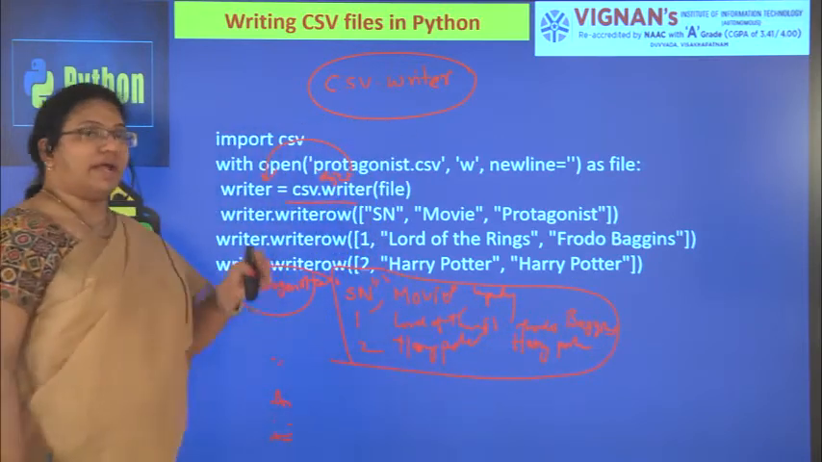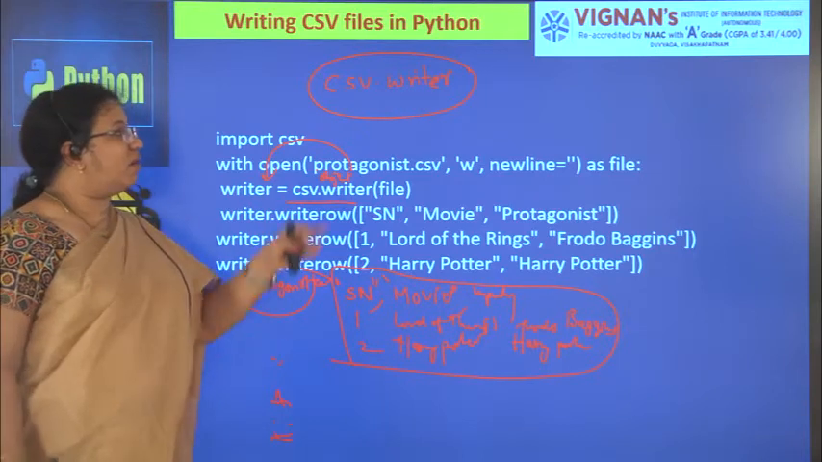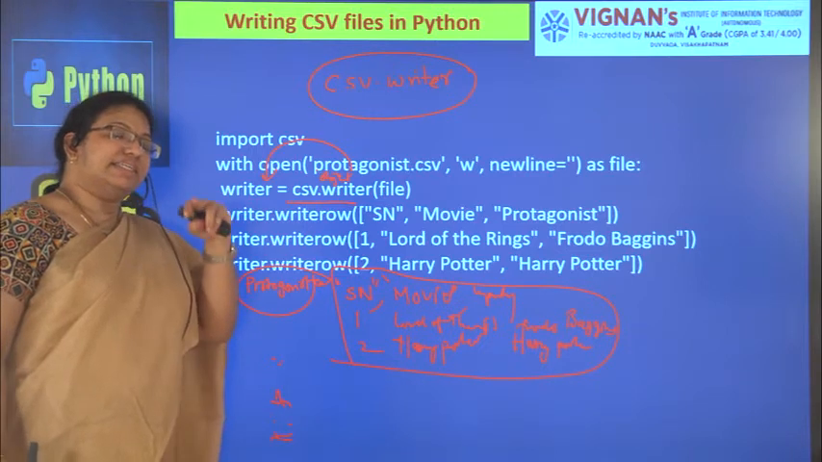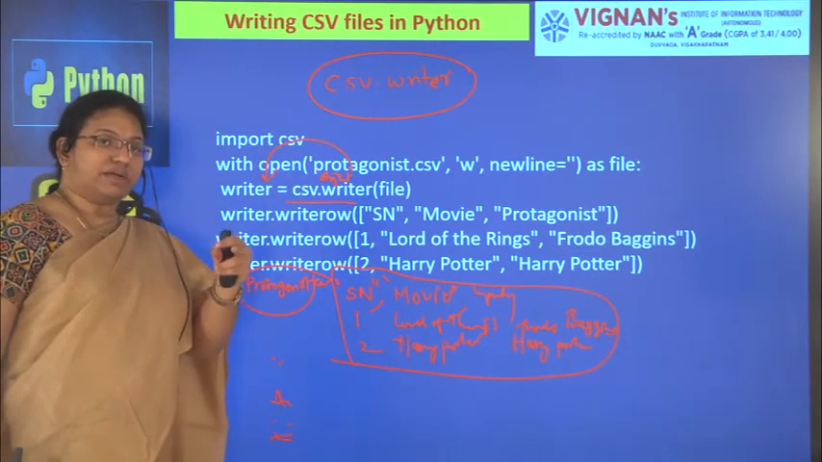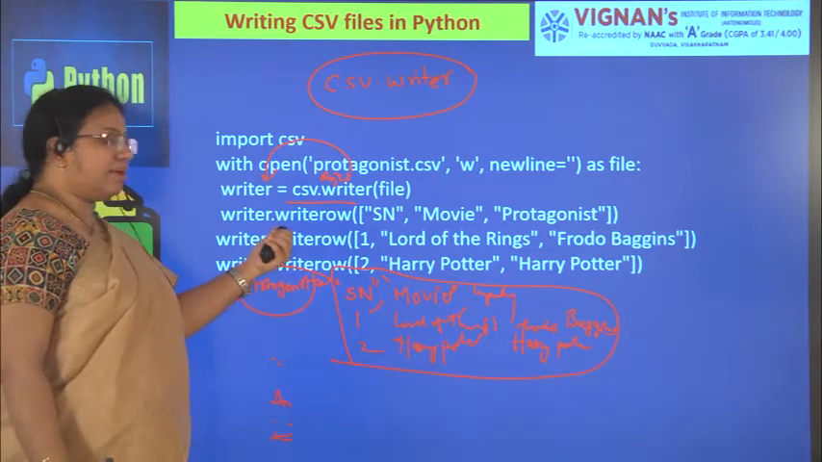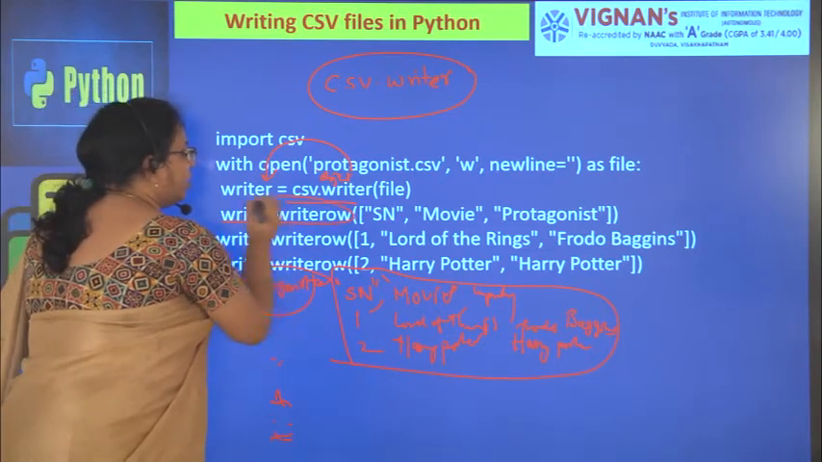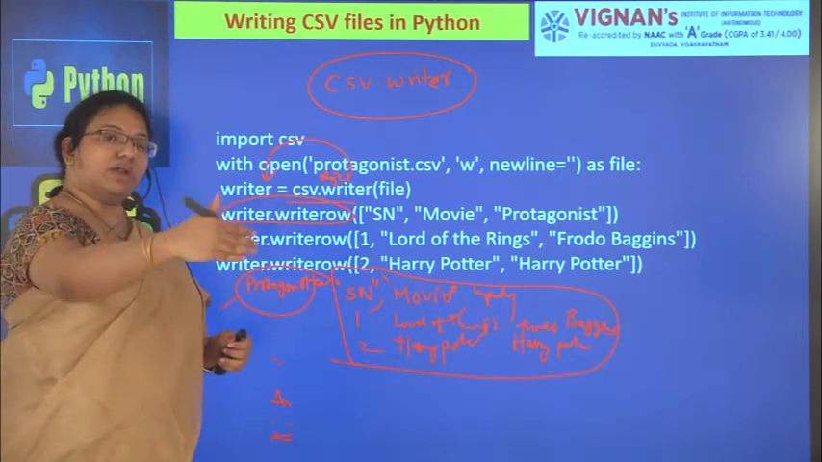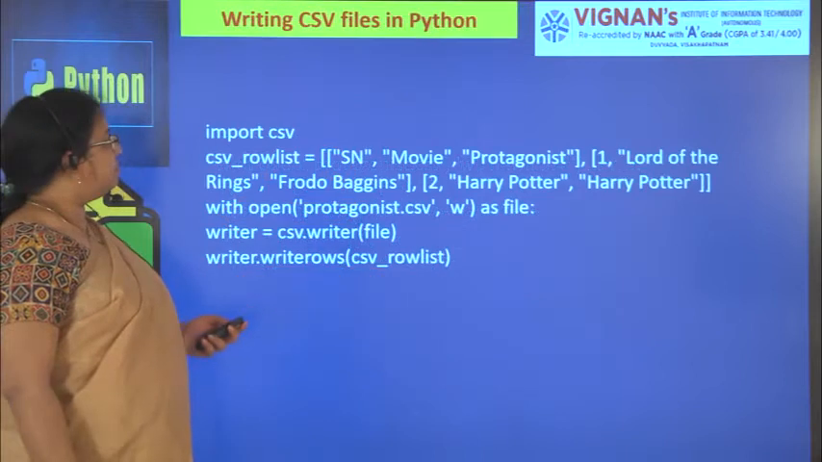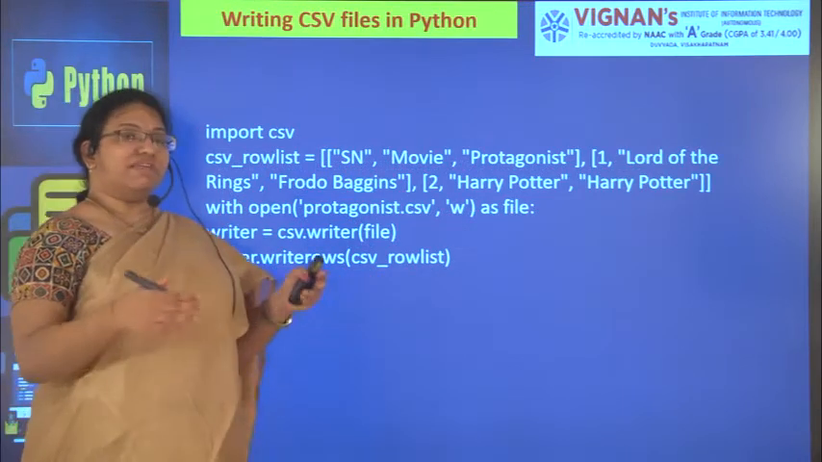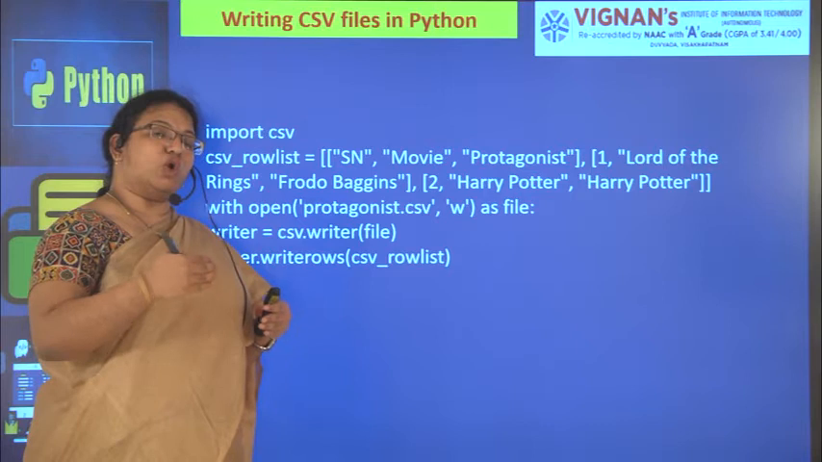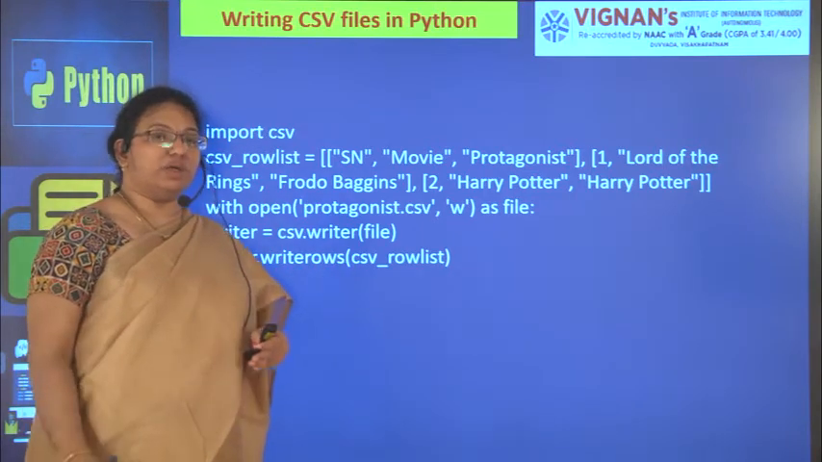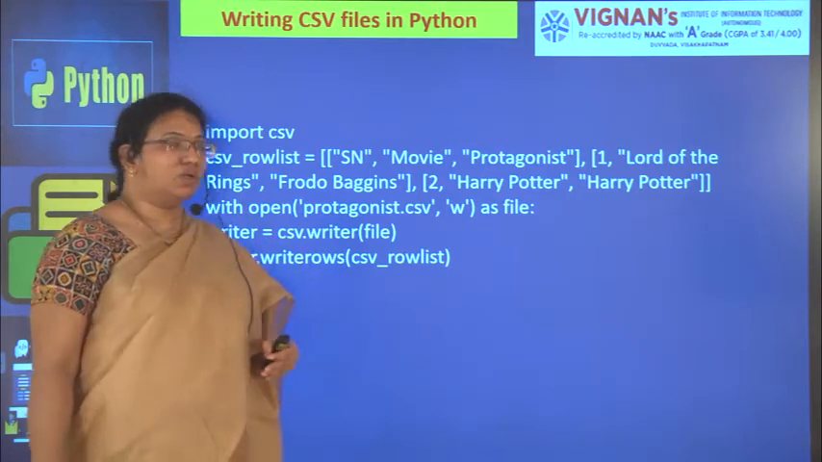To write content into your CSV file, what method do we have to use? The csv.writer method. And to insert row by row into your CSV file, we use writer.writerow, which inserts one row at a time. Now we'll see how, instead of inserting row by row, to insert all the rows at a time into your CSV file.